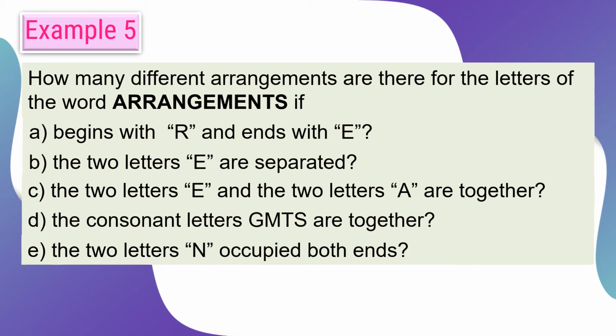Okay, next we go to the last example, example 5. How many different arrangements are there for the letters of the word ARRANGEMENTS if begin with R and ends with E? For B, the two letters E are separated. C, the two letters E and the two letters A are together. D, the consonant letters G, M, T, S are together. And the last question, E, the two letters N occupy both ends.